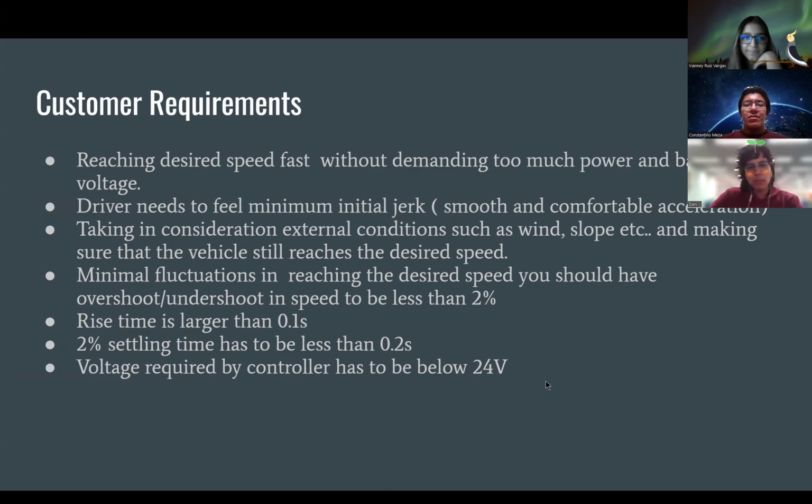A few customer requirements to take into consideration were reaching the desired speed without demanding too much power and battery voltage. The driver needs to feel a minimum initial jerk, taking into consideration external conditions such as wind and slope, while making sure the vehicle still reaches the desired speed. Minimal fluctuations in reaching the desired speed. Overshoot/undershoot in speed should be less than 2%. Rise time is larger than 0.1 seconds. 2% settling time has to be less than 0.2 seconds. Voltage required by the controller has to be below 24 volts.